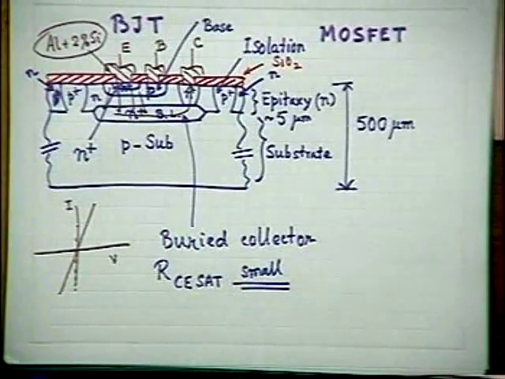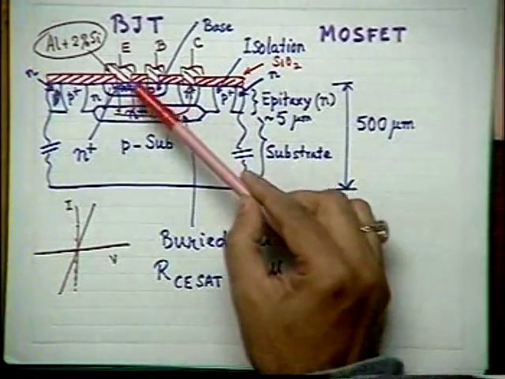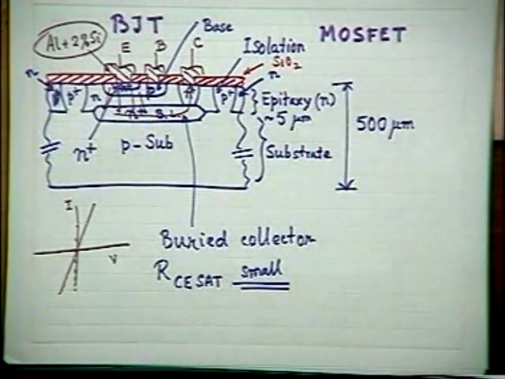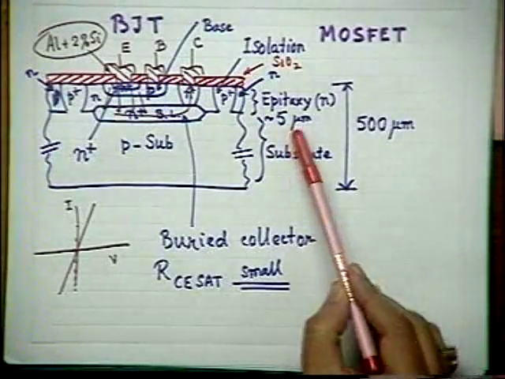Another very interesting thing to note is that these dimensions, the junction depth, the epi layer thickness, etc., are of the order of microns. The emitter junction depth may be around 1 micron. The base collector junction depth may be around, say, 1.8 micron or 1.6 micron, whereas the entire epi layer, as indicated here, is around 5 micron.